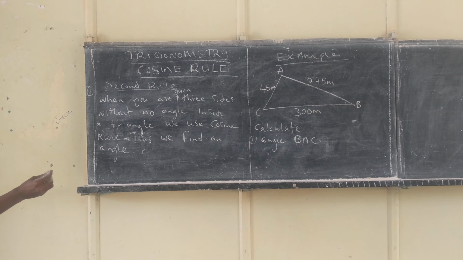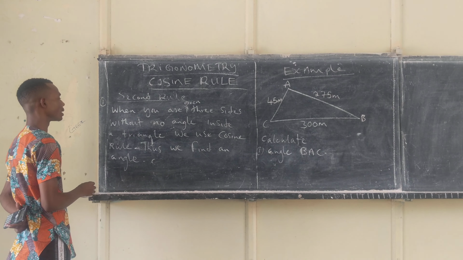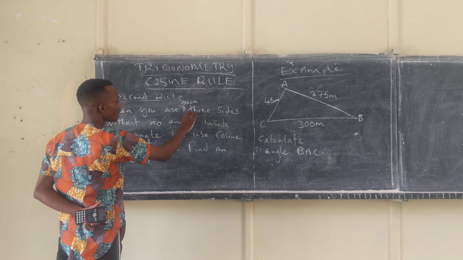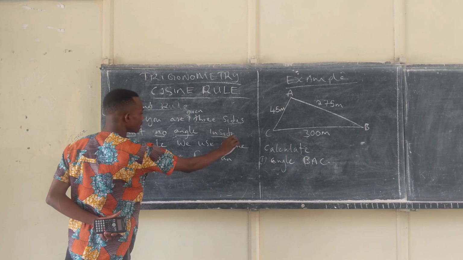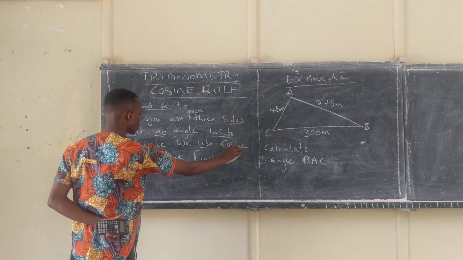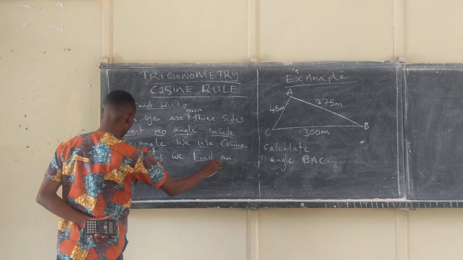Do the second rule. The first rule we're done. So the second rule says, under cosine rule in trigonometry paper 2, when you are given three sides without any angle inside a triangle, we use the cosine rule. Thus we find an angle.